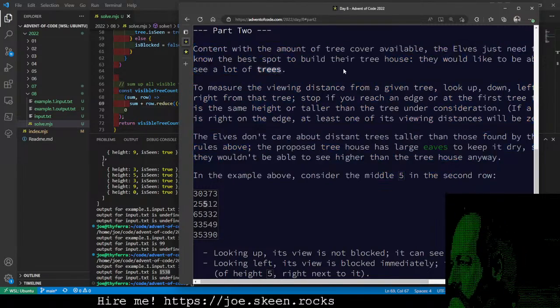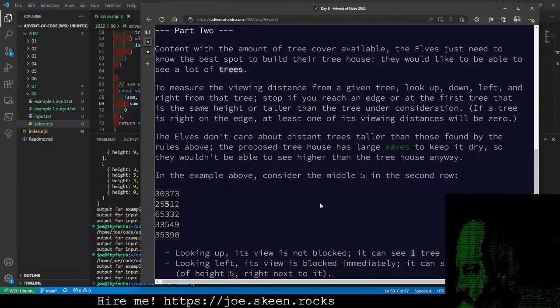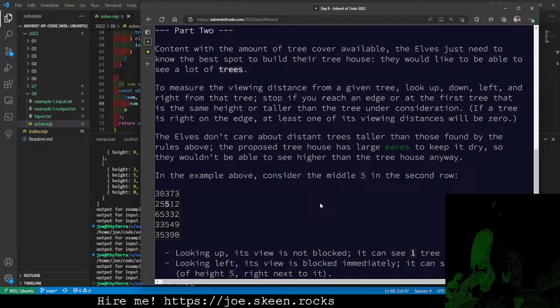Content with the amount of tree cover available, the elves just need to know the best spot to build their treehouse. They would like to be able to see a lot of trees. To measure the viewing distance from a given tree, look up, down, left, and right from that tree. Stop if you reach an edge or at the first tree that is the same height or taller than the tree under consideration. If a tree is right on the edge, at least one of its viewing distances will be 0. The elves don't care about distant trees taller than those found by the rules above. The proposed treehouse has large eaves to keep it dry, so they wouldn't be able to see higher than the treehouse anyway. In the example above, consider the middle 5 in the second row.